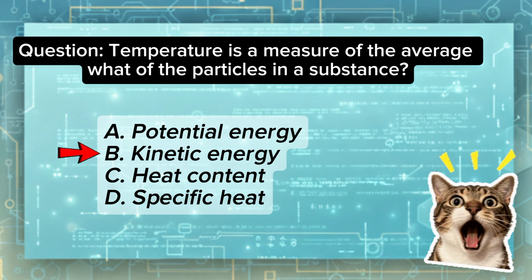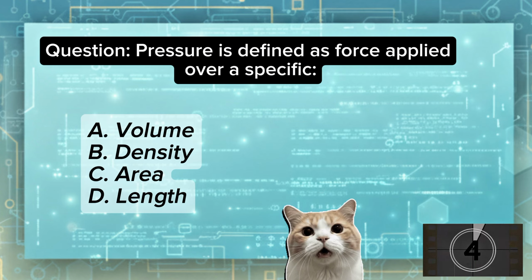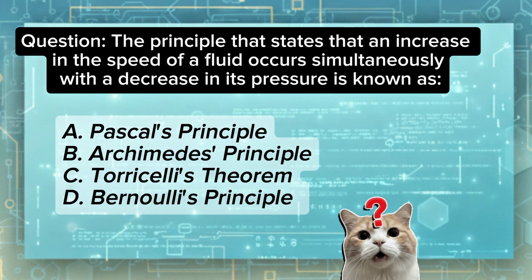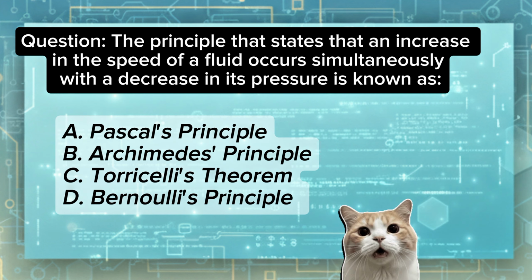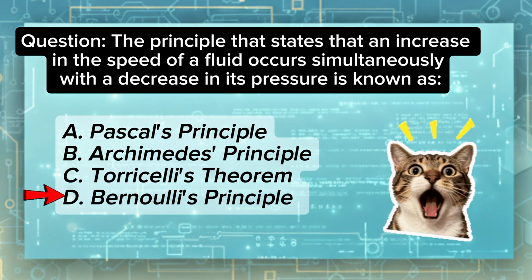Answer: kinetic energy. Pressure is defined as force applied over a specific? Answer: area. The principle that states that an increase in the speed of a fluid occurs simultaneously with a decrease in its pressure is known as? Answer: Bernoulli's principle.